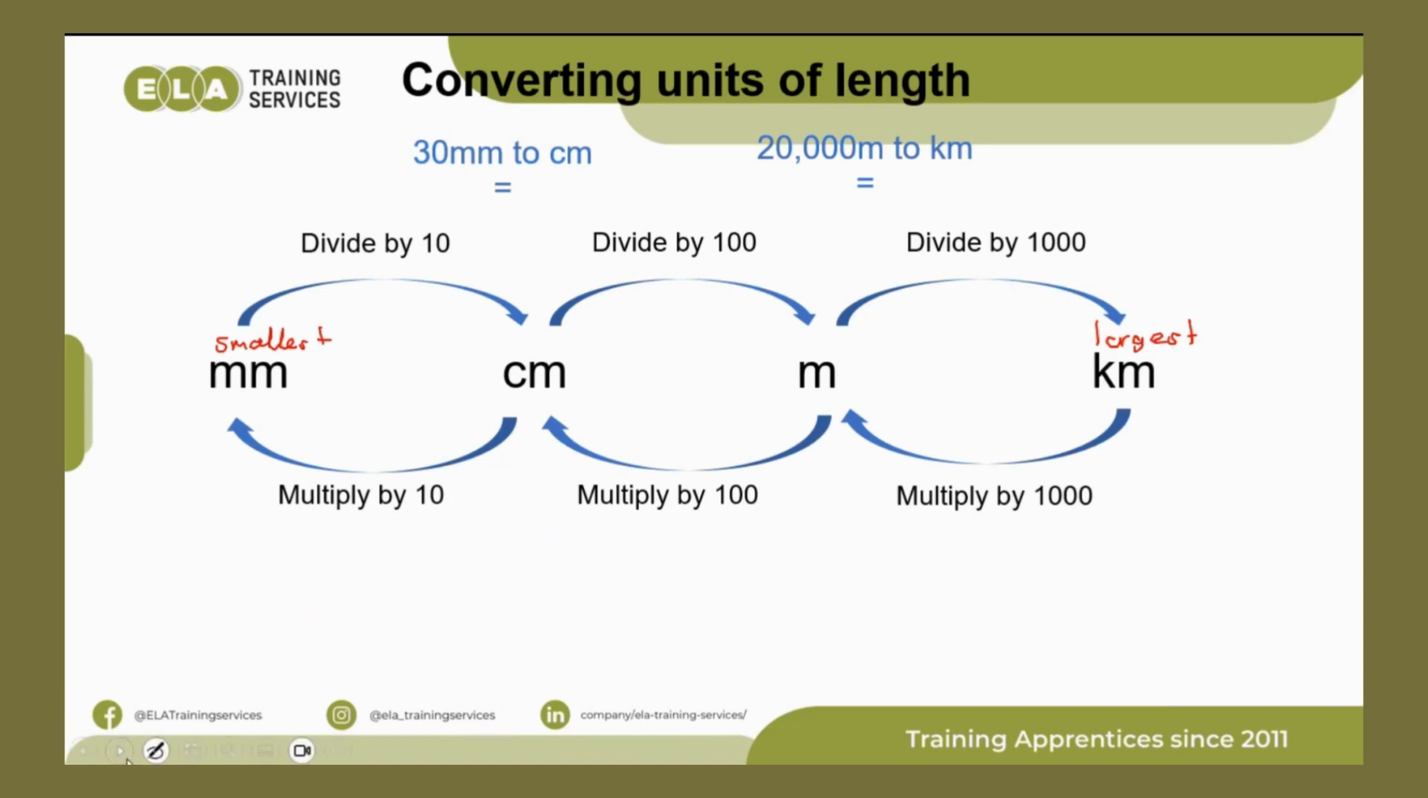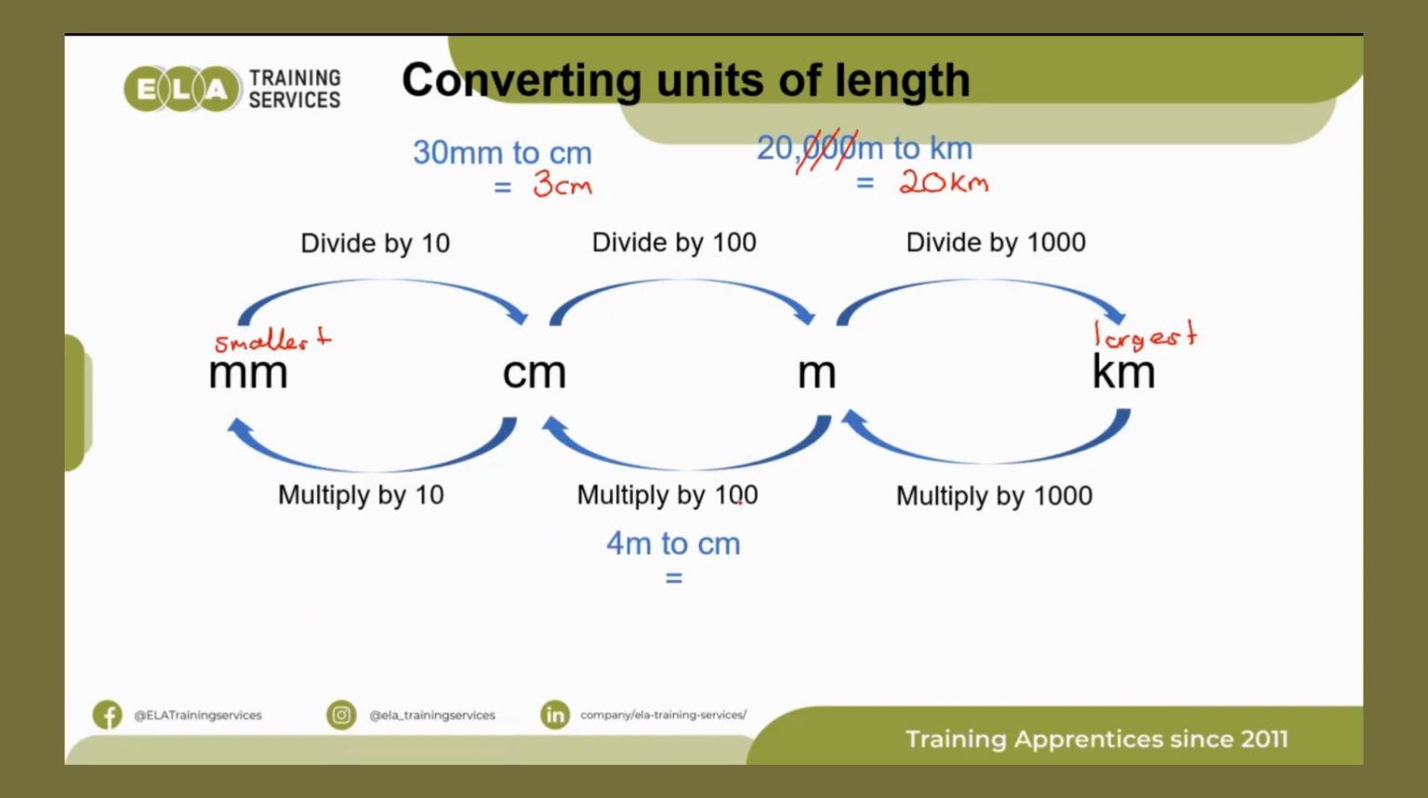So let's have a look at these three. We've got 30 millimetres now to centimetres. Because we want to go from millimetres to centimetres, we divide by 10. So we're going to knock off that 0 in 30 and we're left with 3. Then 20,000 metres to kilometres. So we're going to go metres to kilometres, divide by 1,000. This time we're going to knock off 3 zeros, 1, 2, 3, and we're left with 20 kilometres.